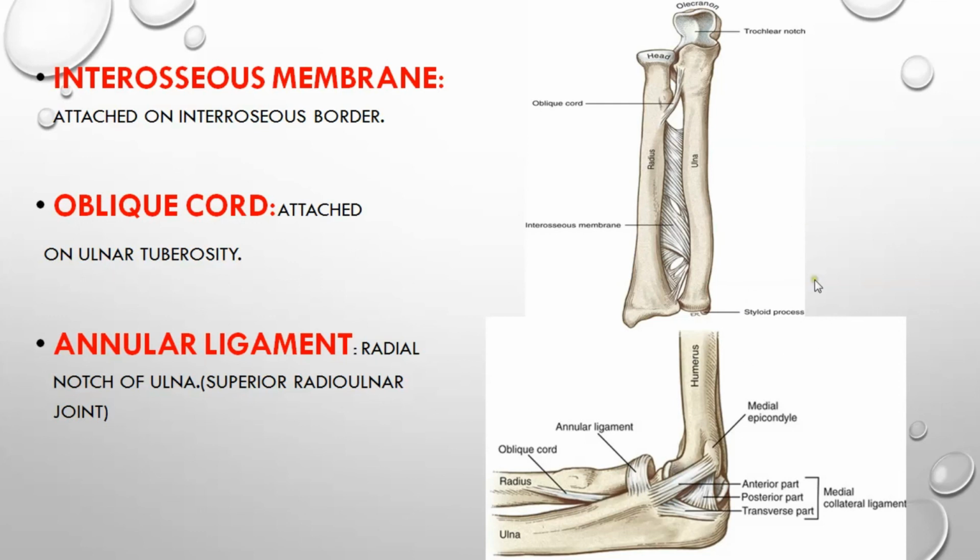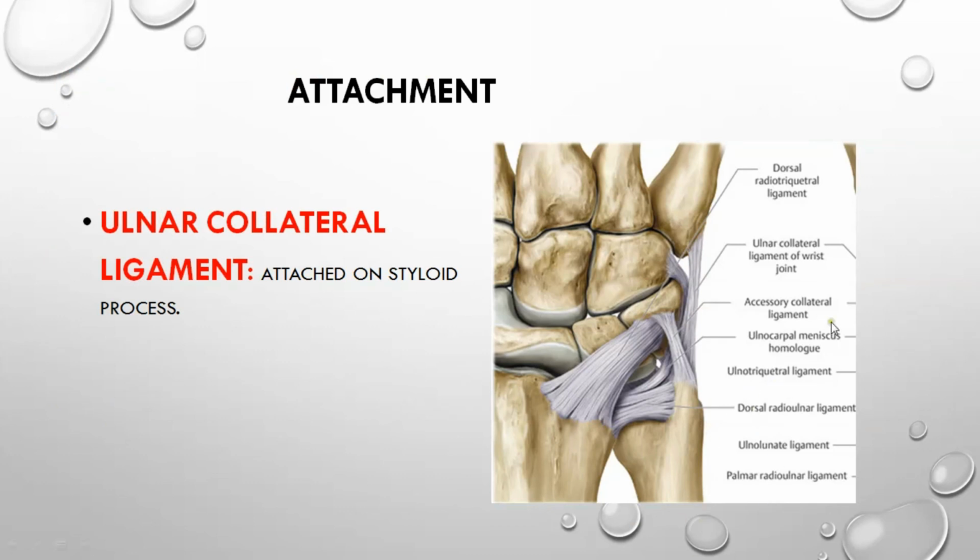Then the interosseous membrane, which we have discussed earlier, is attached on the interosseous border and extends from ulna to radius. Then there is the oblique cord. Look at the picture, this is the oblique cord, which is attached on the ulnar tuberosity. Then the annular ligament, which is attached on the radial notch of the ulna and covers the radial notch, or we can say covers the superior radio-ulnar joint. The radial notch takes part in the formation of the superior radio-ulnar joint. Then the ulnar collateral ligament, which is attached to the styloid process.